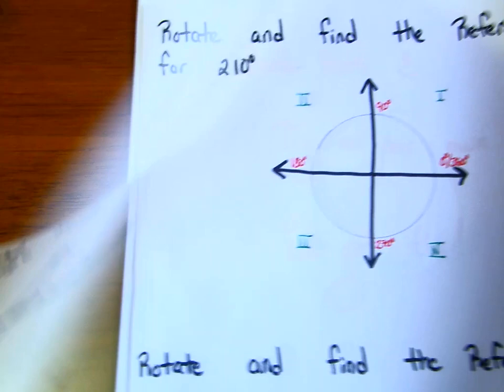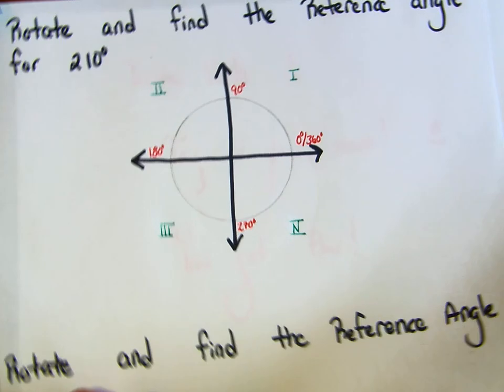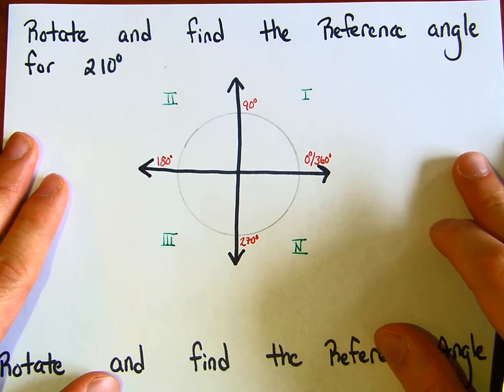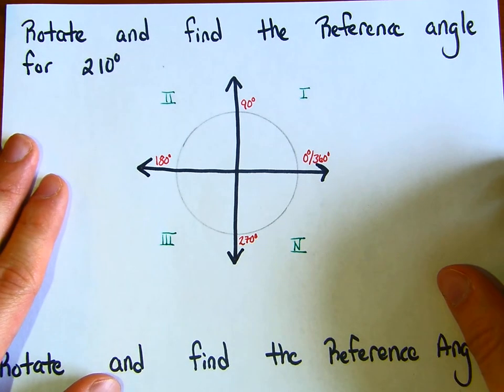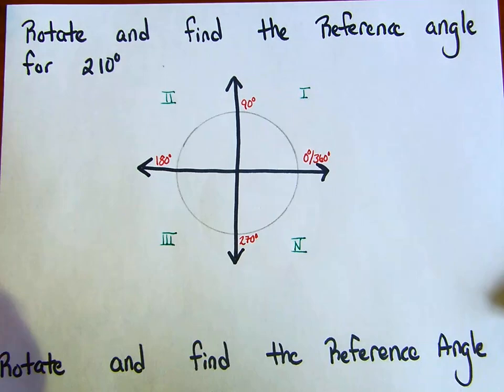Here, let's see how clever you are. And everybody, I want you to try this. Pause the video, copy this down. You can do this. Here, rotate and find the reference angle for 210 degrees. Okay, let's see what you got. So, pause the video and try and do it.